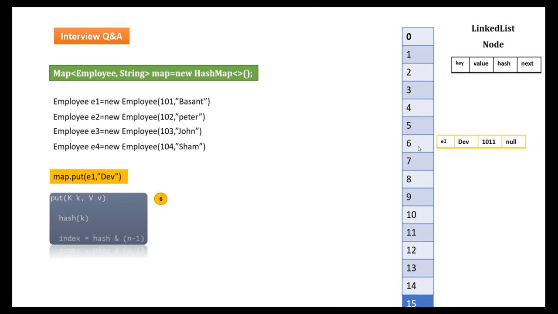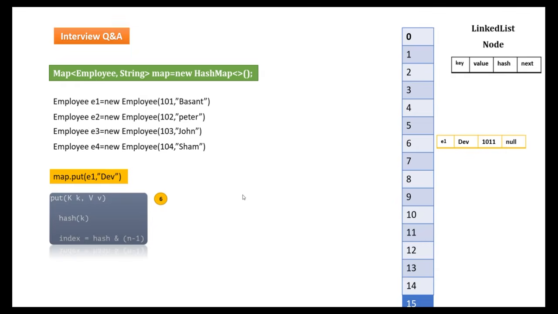My bucket 6 is a linked list and it stores one node. As I mentioned in the high-level diagram, this node contains the key, which is e1, and the value, which is DEV, then some hash value. And if you observe, the last entry, next, is null, because there is no more element in this bucket, so there is no pointer. That's the reason it is null.